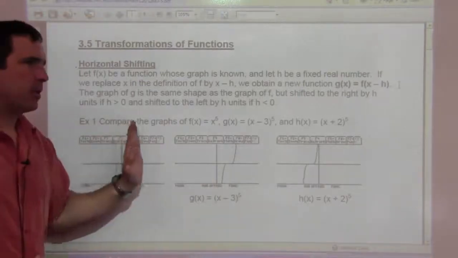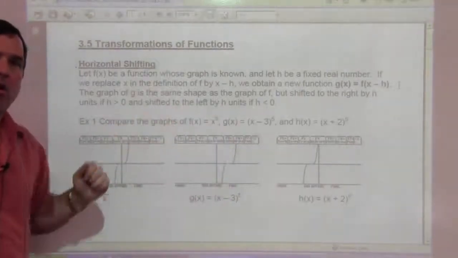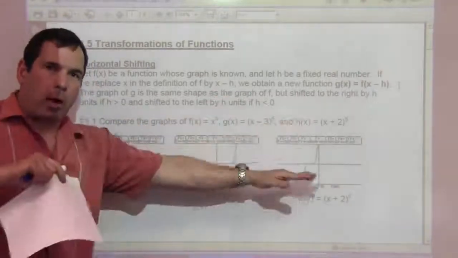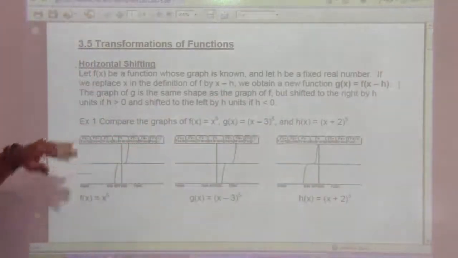Transformations where we're going to be shifting things horizontally, vertically, or multiplying them by a leading coefficient that might make things narrower or wider. So first thing is horizontal shifting.